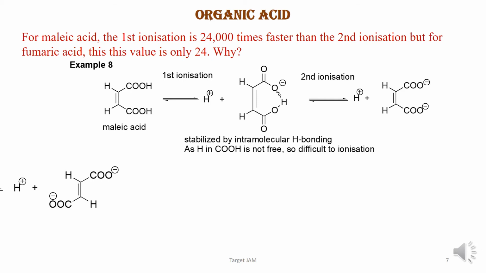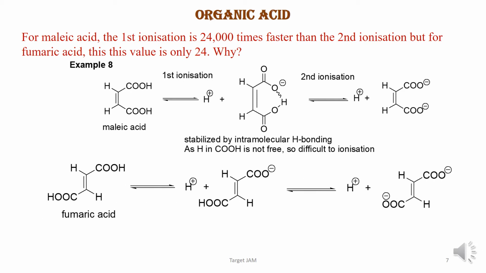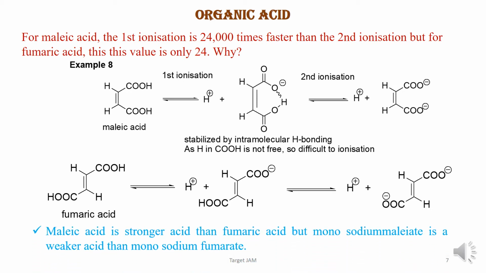But in case of fumaric acid, the two COOH groups lie on two different sides of the double bond, and that's why there is no possibility of intramolecular hydrogen bonding. So between its first ionization and second ionization, the difference is not as high as in maleic acid. So we can conclude that maleic acid is a stronger acid than fumaric acid, but monosodium maleate is a weaker acid than monosodium fumarate.